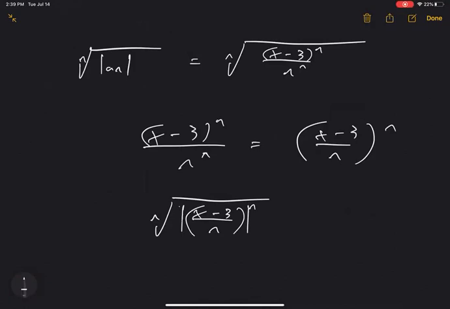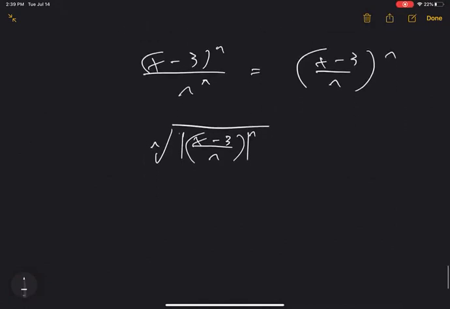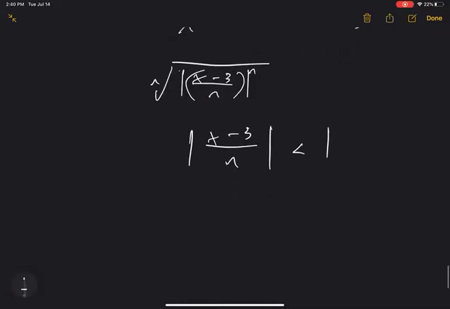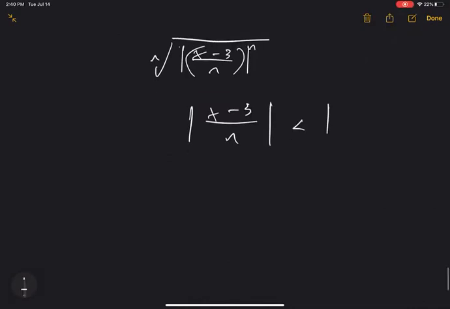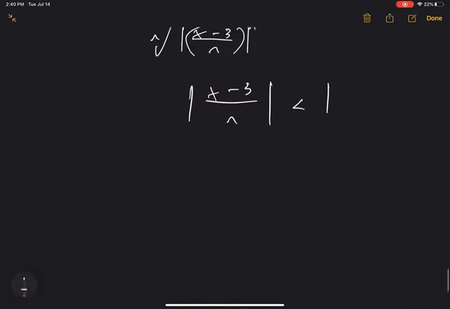Okay, absolute value bars there. All right, so the nth root and the n cancel, and I'm left with the absolute value of x minus 3 over n. And I want this to be less than 1. When is this less than 1? Well, it doesn't matter what x I plug in, right? Eventually n is going to be so big that the limit is going to be 0.